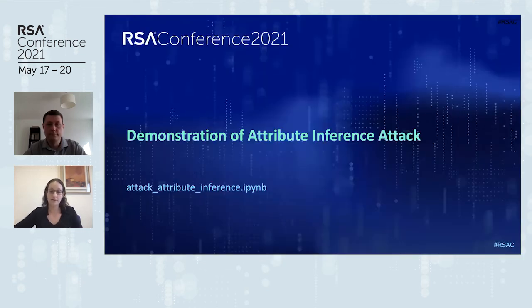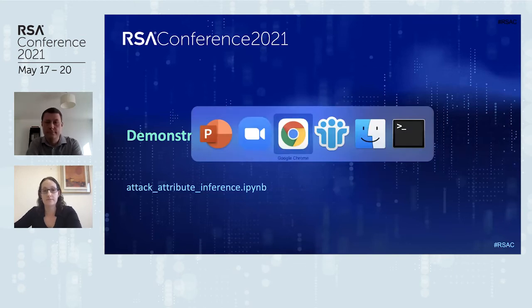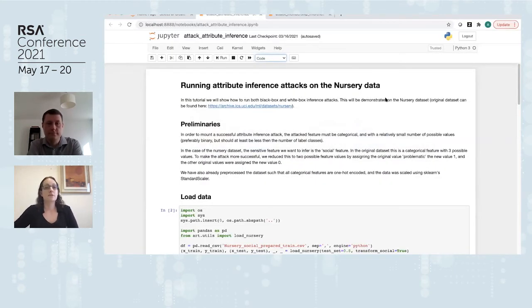Now I'm going to show an example of how to use one of those attacks. So I'm using the publicly available nursery dataset. It's used for deciding on nursery placement for children based on characteristics of their family. It has 8 features, all of them categorical. And the feature that I'm going to try to attack today is called social, and it represents the social health of the family. So obviously this is very sensitive information.